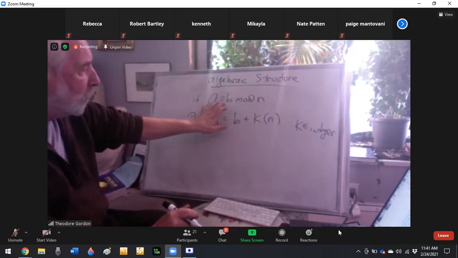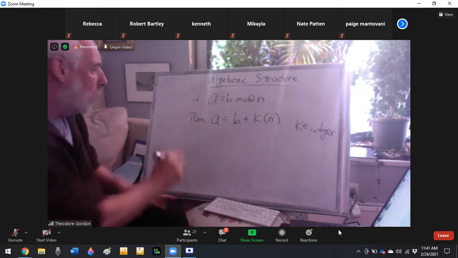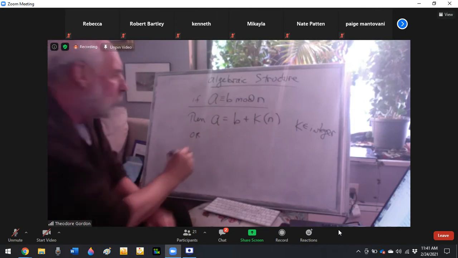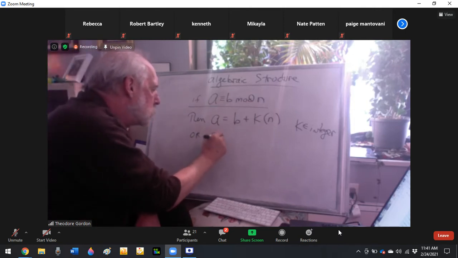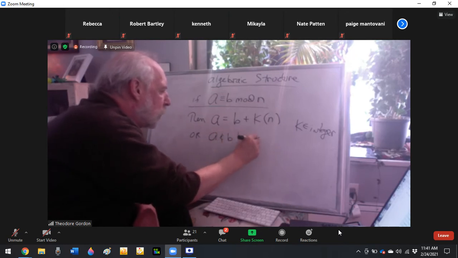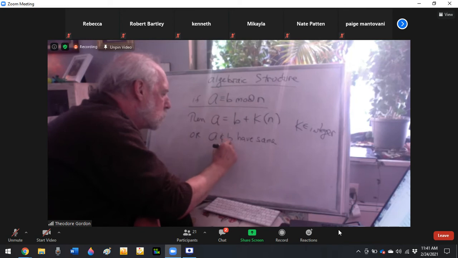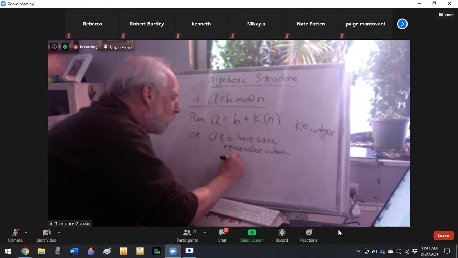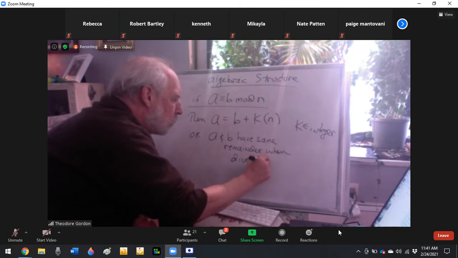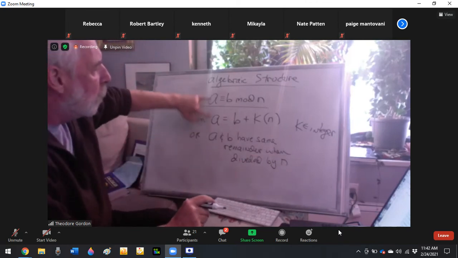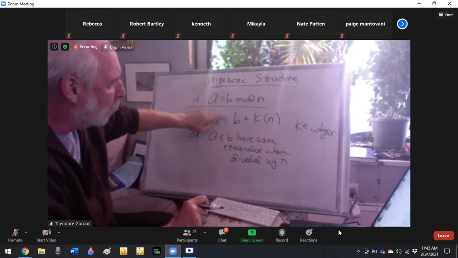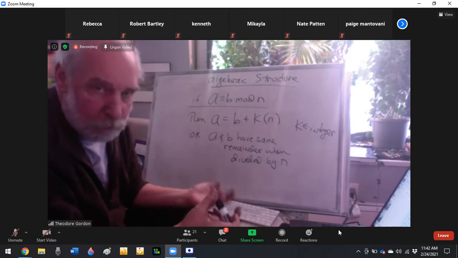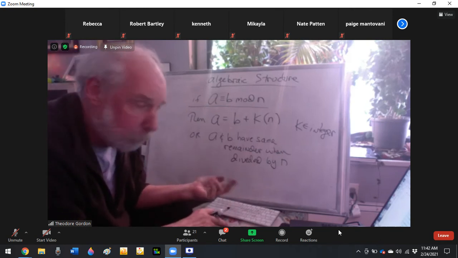Now, there are other ways to say this. So this is equivalent, or we can also say that A and B have the same remainder when divided by n. All three of these statements are equivalent. They all say the same thing, just in a different way. So they're not equal, but they're equivalent.